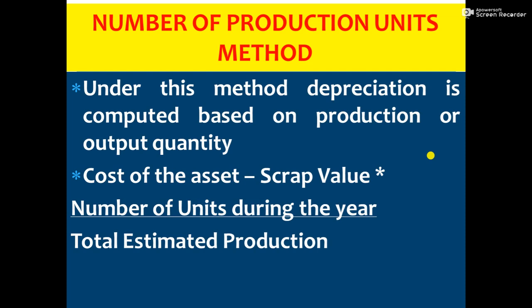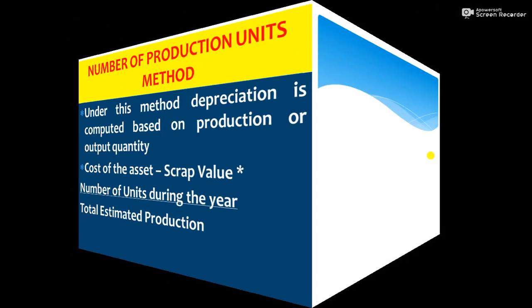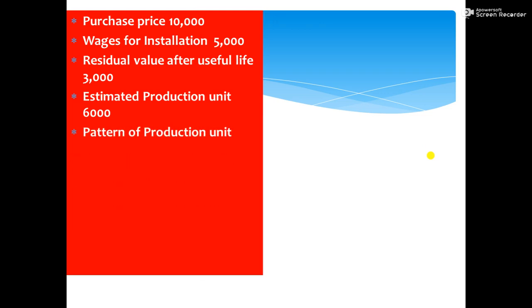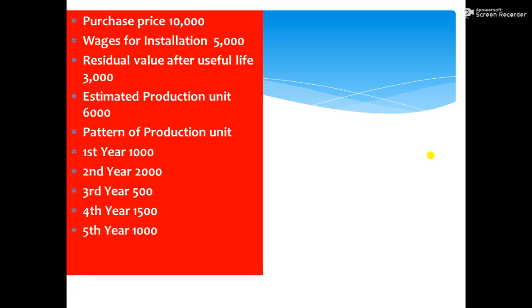Purchase price of the machine is 10,000, wages for installation 5,000, residual value after useful life 3,000, estimated production units 6,000. The pattern of production units: first year 1,000, second year 2,000, third year 500, fourth year 1,500, fifth year 1,000. The asset was purchased for rupees 10,000. Wages for installation incurred 5,000. Therefore, total cost of the asset is 15,000.